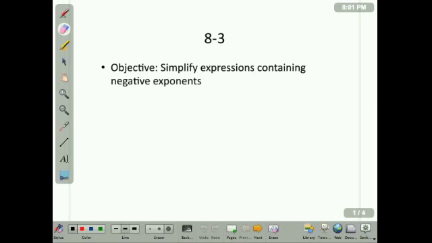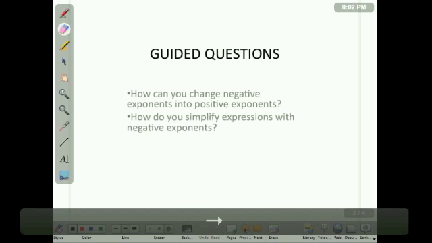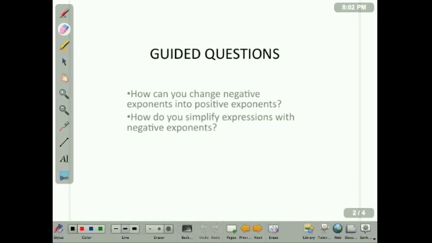In this presentation, we're going to learn how to simplify expressions containing negative exponents. Please take note of the guided questions that you'll need to answer by the end of this presentation.